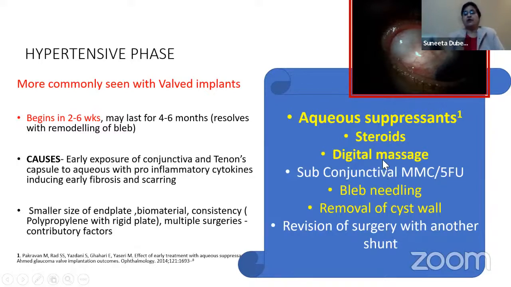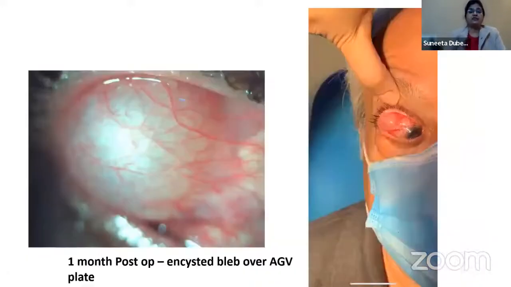And if you start aqueous suppressants early in the course of the post-operative period, then you can prevent the hypertensive phase to a large extent. Other procedures like bleb needling and removal of the cyst wall are not so effective in case of implant surgery as in case of trabeculectomy.